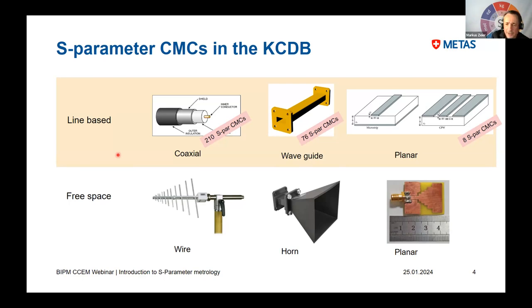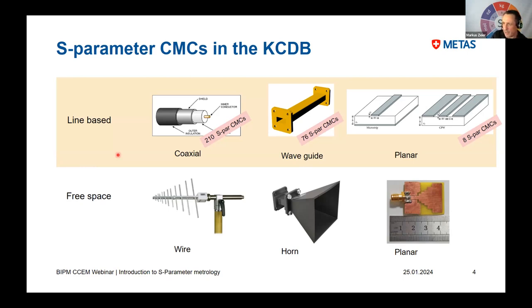And this is not because they are unimportant there. It's just that they are often some type of secondary parameter. Maybe somebody measures S-parameters with a free space system to extract material parameters, and then you have CMCs on material parameters. Or you measure antenna gain and you need to make mismatch corrections, and for the mismatch corrections you also need the S-parameters. So they're really fundamental. But in terms of CMC publication, CMCs are only available for line-based systems.